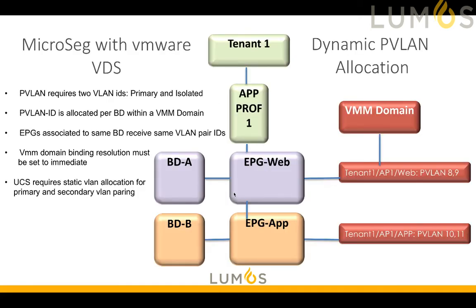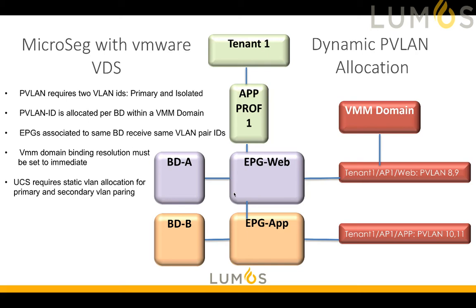All right, so lastly, we'll talk about microsegmentation and VMware and how this looks from a vCenter perspective. So what we're looking at here is a quick scenario where I've got one tenant, I've got an application profile, I've got 2 bridge domains, and I've got 2 endpoint groups. And each endpoint group is tied to a bridge domain, very net-centric approach. Each EPG is bound to a VMM domain.